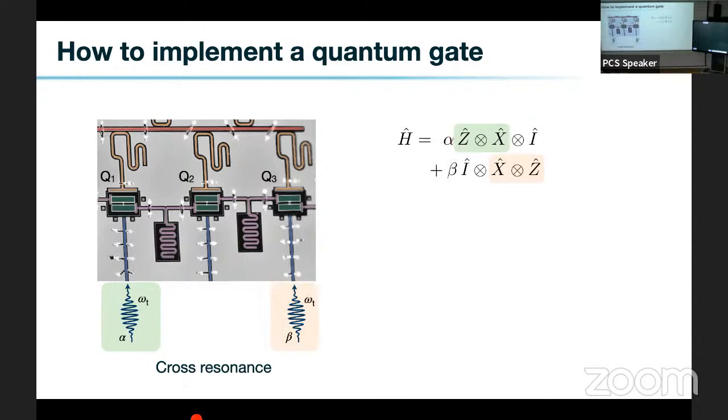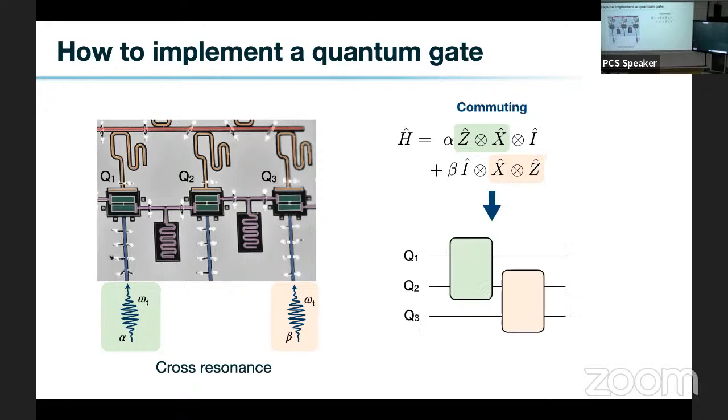And additionally, if I apply an additional drive for Q3, then we make another 2-qubit interaction. We can even apply these 2-qubit interactions simultaneously because they are commuting. So we can consider that this unitary is not a non-trivial 3-qubit gate. Instead, this is just a sequential operation of 2-qubit gates.